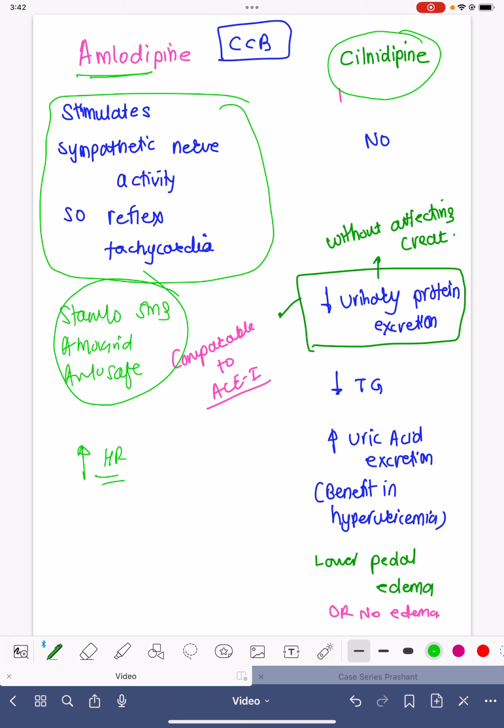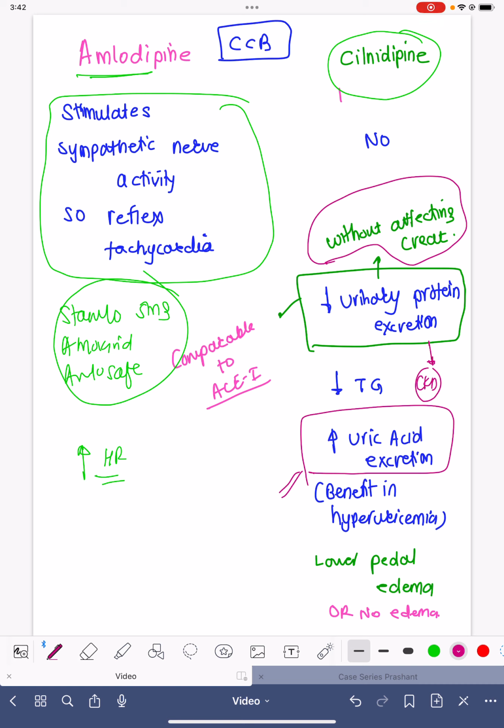Other things which cilnidipine can do is it reduces the urinary excretion of proteins. That is how this has been shown to have some benefit for progression of CKD. So to prevent urinary protein excretion, cilnidipine is superior to amlodipine, and that too without affecting the creatinine. It has been shown to reduce triglyceride levels, and it causes increased uric acid excretion. Now, this effect can be used for those patients who have high uric acid levels.